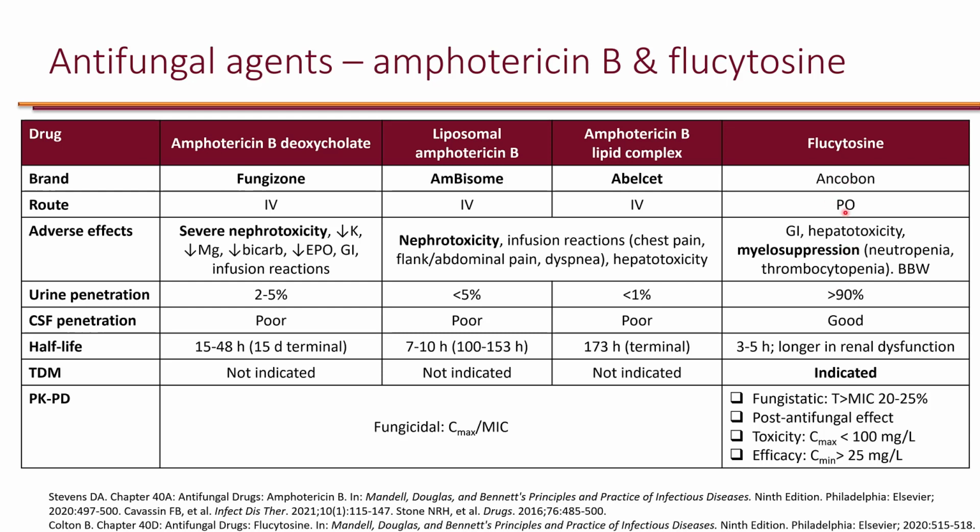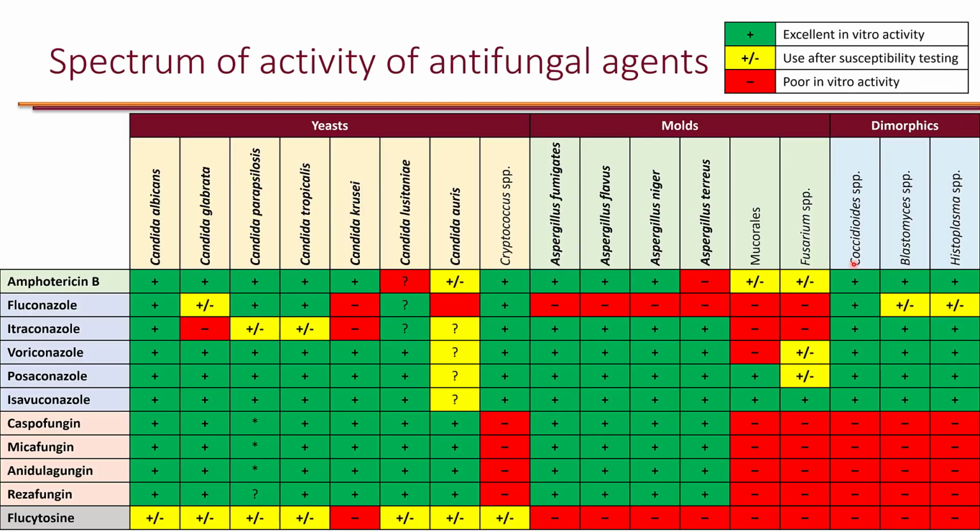So renal function must be monitored closely, because typically this is given 4 times a day, but as renal function deteriorates, the dose needs to be adjusted. Because of the serious adverse effects of myelosuppression, therapeutic drug monitoring is indicated. So for efficacy it is the trough that's important. The trough needs to be at least 25 for efficacy. But for toxicity it is the peak that makes a difference. So we want the peak to be under 100. Once you go over 100, the risk of myelosuppression goes up significantly.